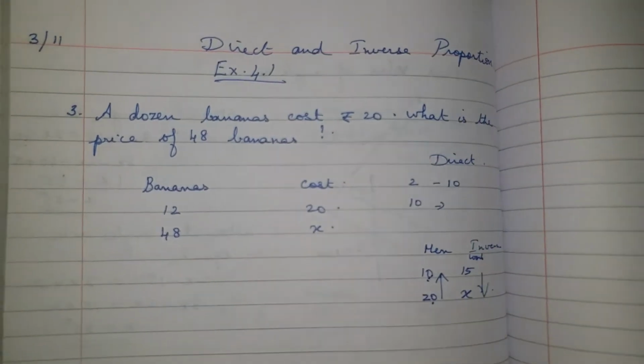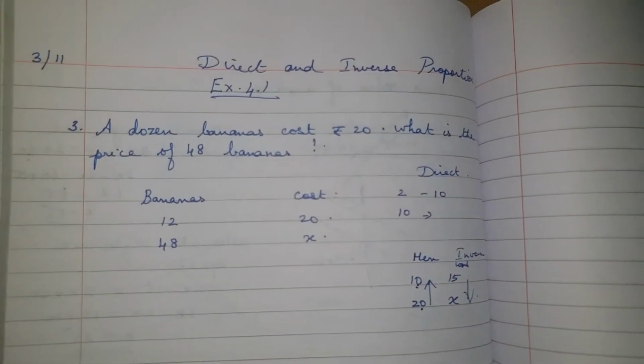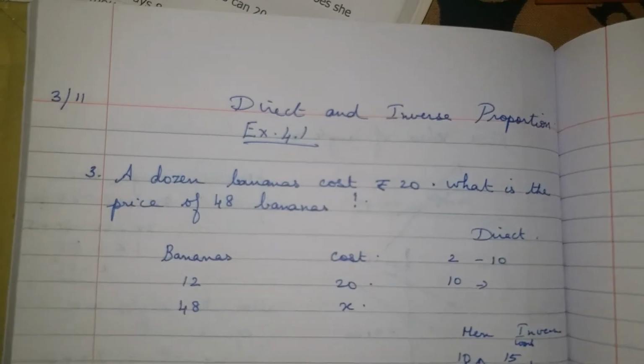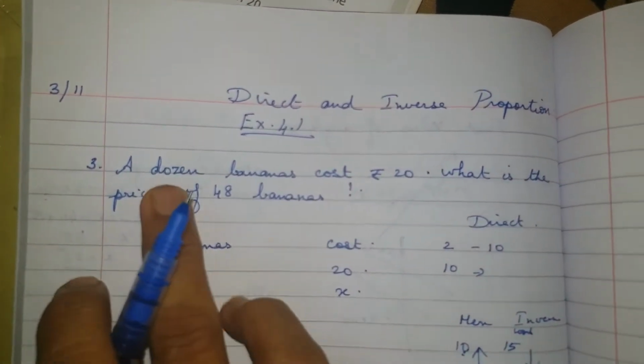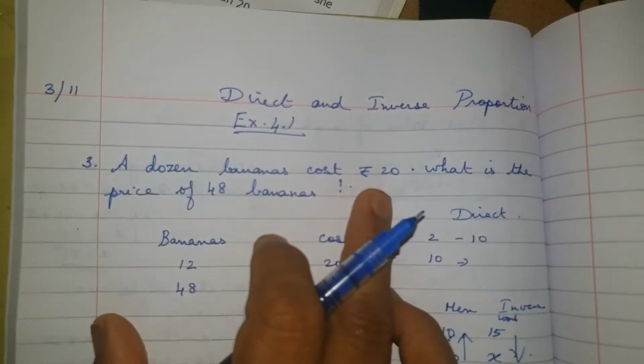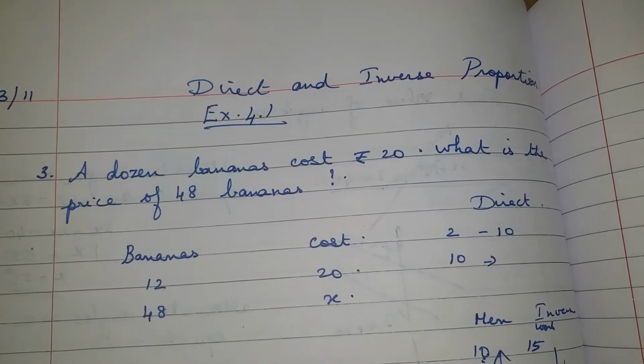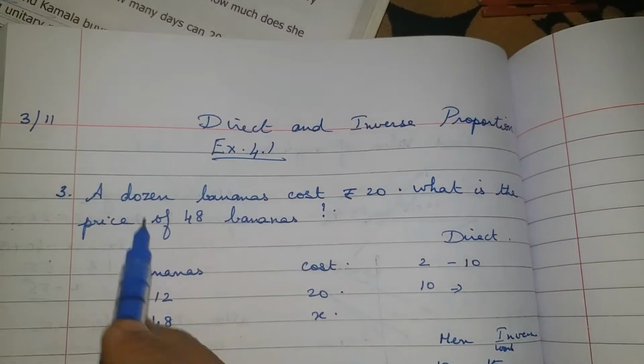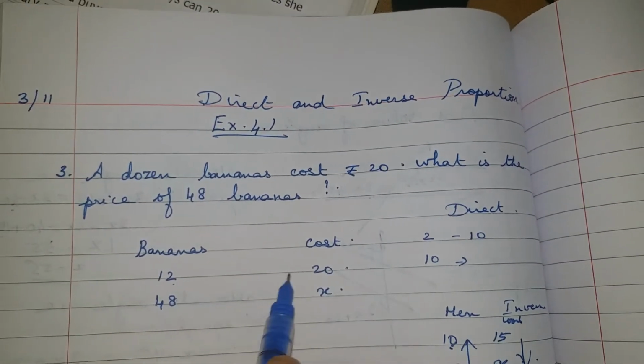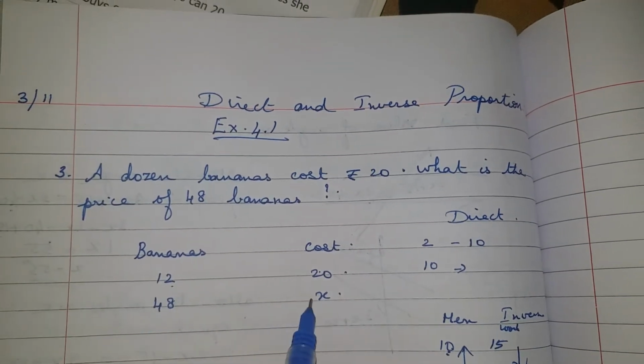So you must understand now. In the first exercise you are going to see only direct variation. Here the third sum is: a dozen bananas cost rupees 20. What is the price of 48 bananas? Dozen means 12. So 12 bananas cost rupees 20, how much do 48 bananas cost?